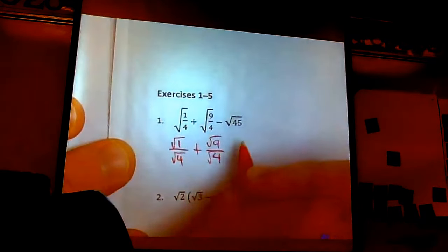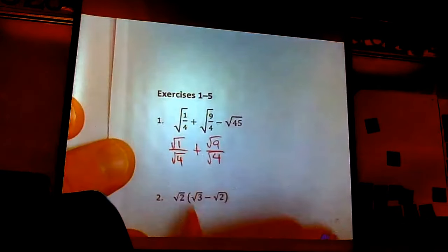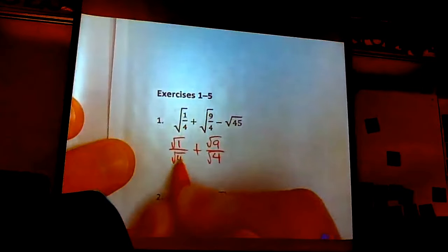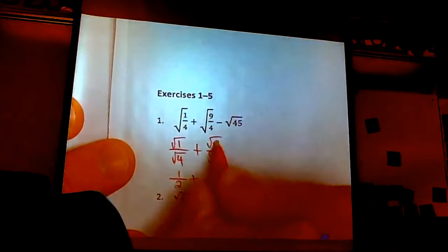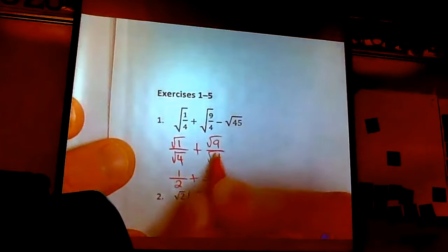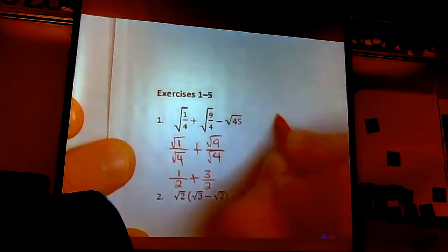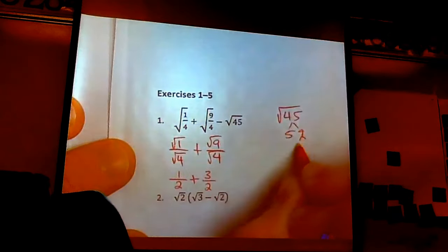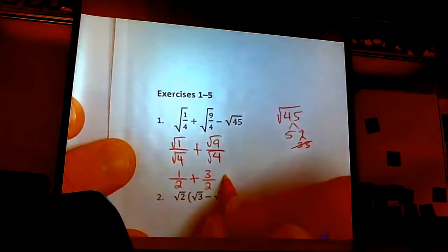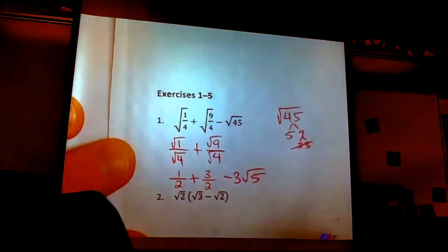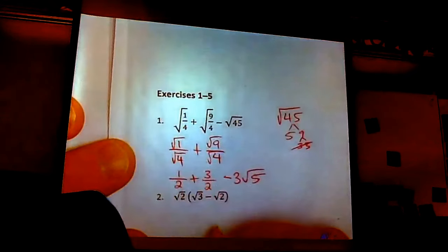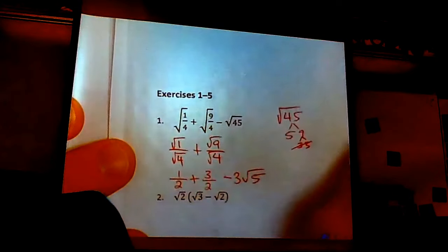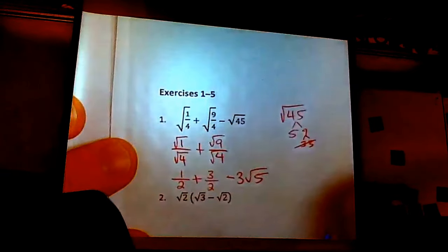Square root of 4. So the square root of 1 over the square root of 4 just becomes, what's the square root of 1? 1. Square root of 4? 2. Plus square root of 9? 3. Square root of 4 is 2. Square root of 45, well, that's just like old times. Break it up. 5 times 9, 3 times 3, bring out a 3. So it's 3 radical 5. And then you could add your fractions, right? 1/2 plus 3/2 makes 4 halves, which is 2. So this one would just be 2 minus 3 radical 5.